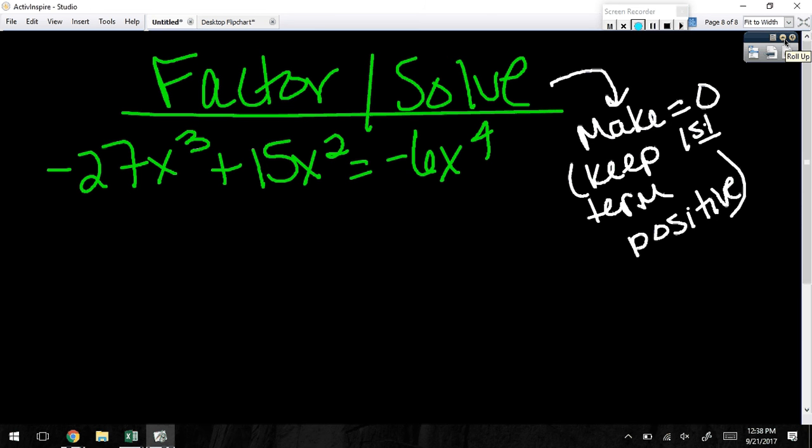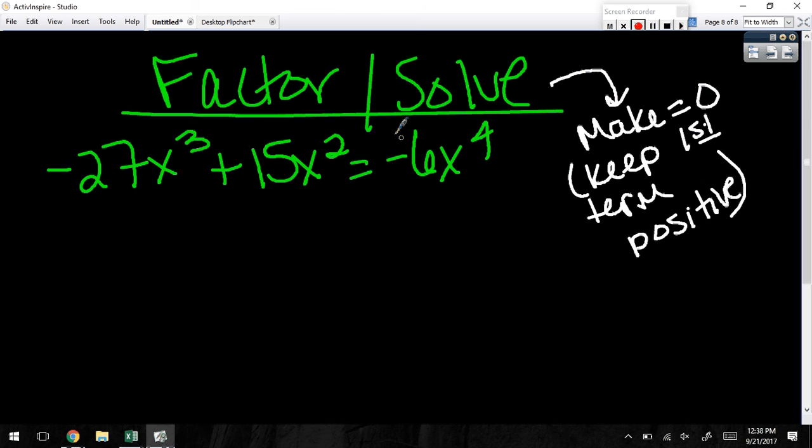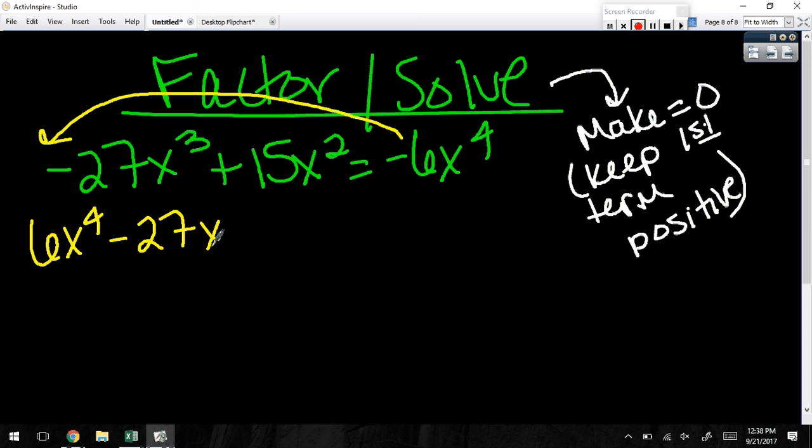So, Juliana said move that negative 6x to the 4th over. So that's what we're going to do. And when we move it over here, we move it by adding it. So we get 6x to the 4th minus 27x cubed, 15x squared equals 0. Now, it just said solve for x. What can I do? It equals 0. What process are you doing? Factor it, right?